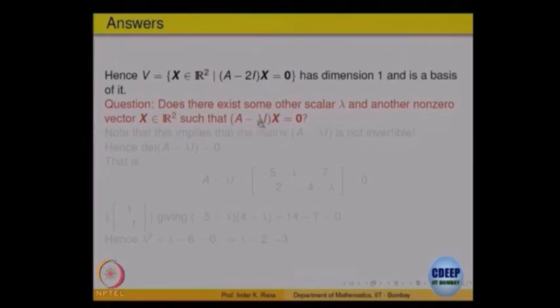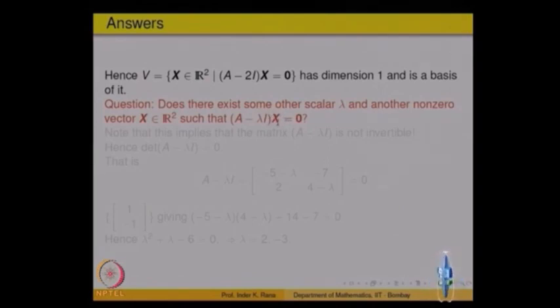That means this matrix A minus lambda I, for that scalar, cannot be invertible, because a non-zero solution is already there. If it were invertible, the only possible solution would be x equal to 0. For a homogeneous system, the only solution possible is 0 if and only if the matrix is invertible. So, if some matrix applied to x is equal to 0 and x is non-zero, this matrix cannot be invertible; it has to be singular.